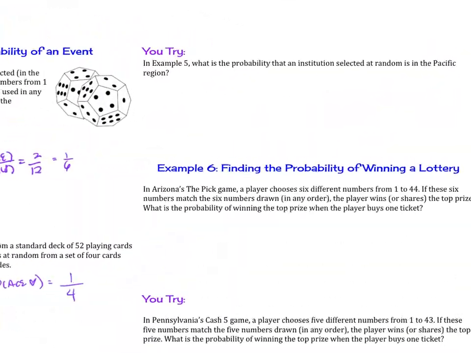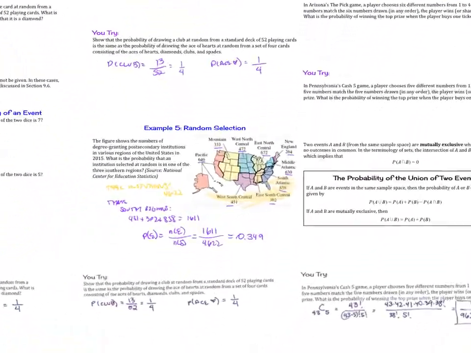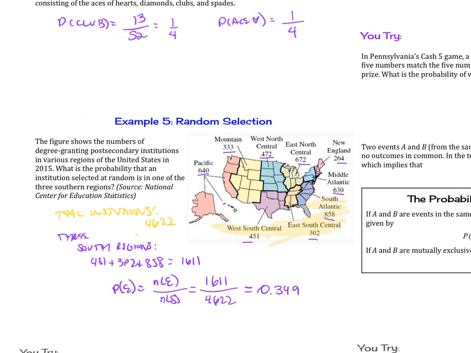So with that example here, what's the probability that an institution selected at random is in the Pacific region? So see if you can figure that out. What is the probability that it's in the Pacific region? So I'm hoping with the Pacific region you see that it's just 640, so that would be 640 over the total institutions, and then if you were to use a calculator, that would be 0.138.